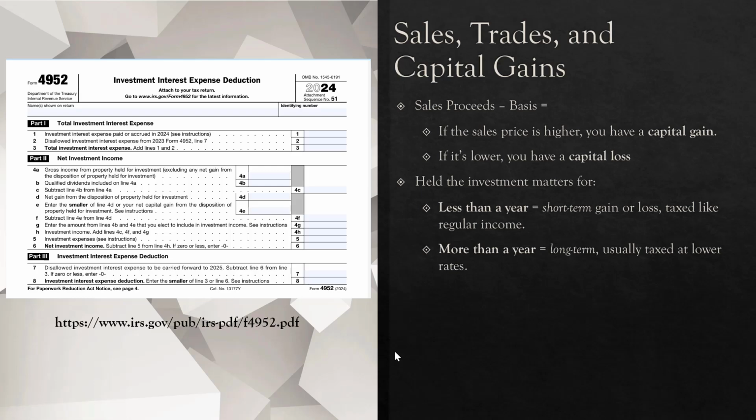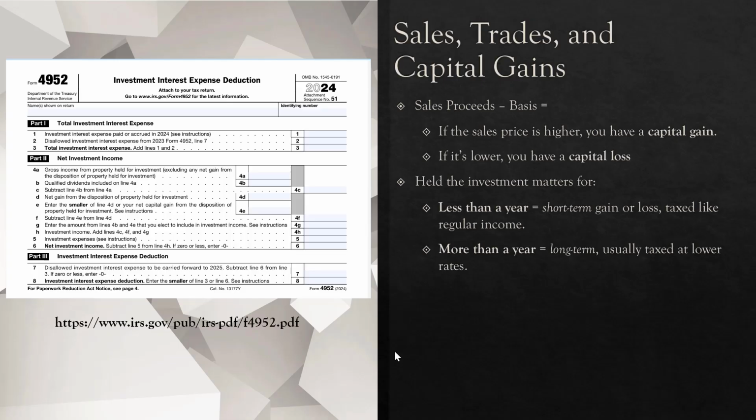So selling investments, that's the next one. This is where capital gains and losses come in. When you sell a stock, bond, or other investments, you'll compare what you got for it, the sales proceeds, to your basis, which is generally what you paid for it plus any adjustments. If the sales price is higher, you have a capital gain. If it's lower, you have a capital loss.